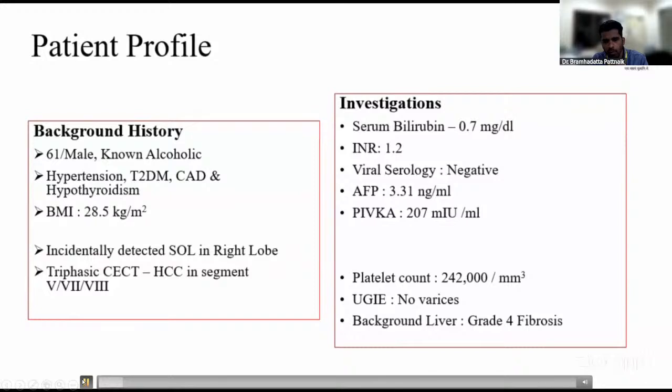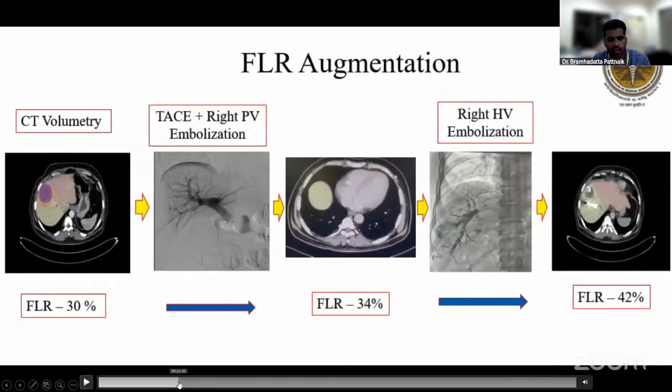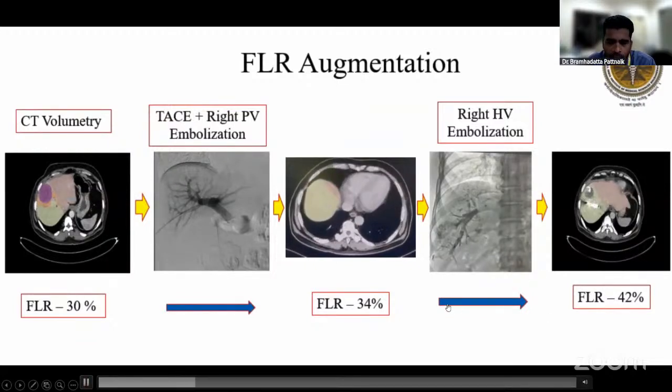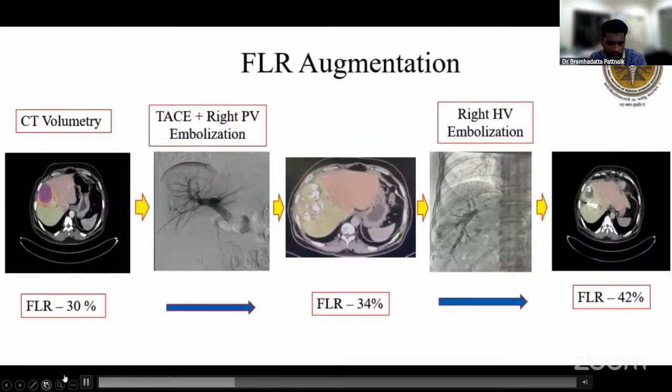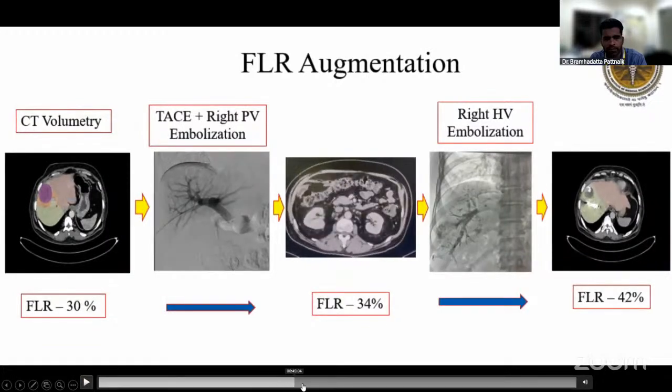61-year-old, lot of comorbidities and background liver fibrosis. So in this kind of patients, taking a good hemihepatic control is very, very important. That will decide your surgical blood loss and outcome as well. At AIIMS Bhubaneswar, we have a very low threshold for volume augmentation. So in this particular patient, right portal vein as well as right hepatic vein embolization was done. And after achieving a good volume, this patient was planned for surgery.